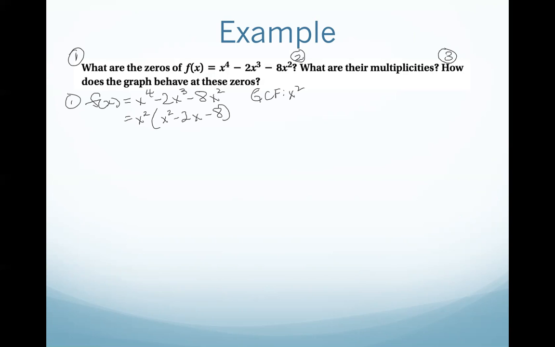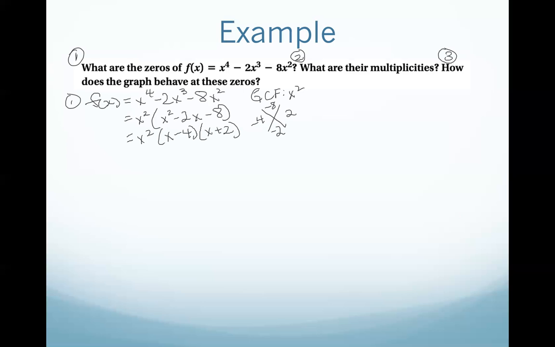Now I need to factor my new polynomial. Two numbers that multiply to -8 and add to -2 are 4 and 2, and the bigger one is negative. Double check, -4 times 2 is -8, that works. -4 plus 2 is -2, that works. So this is x squared times x minus 4 times x plus 2.